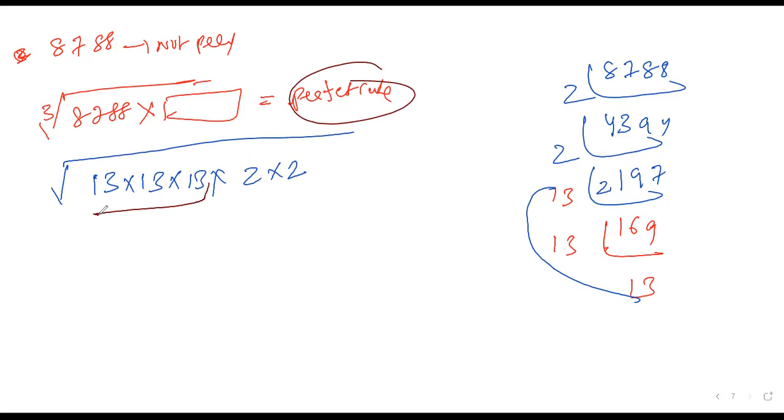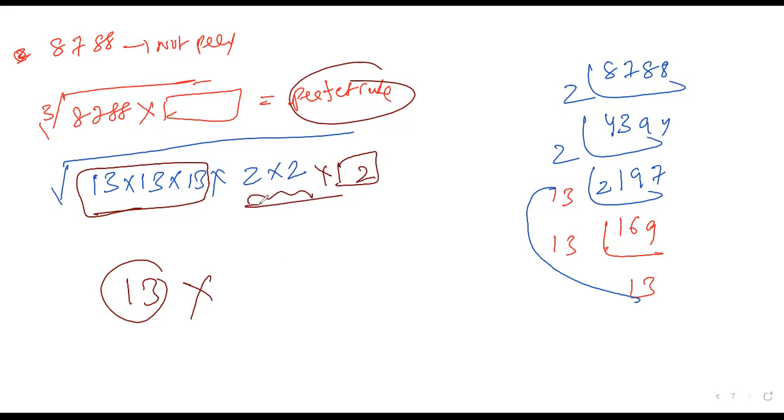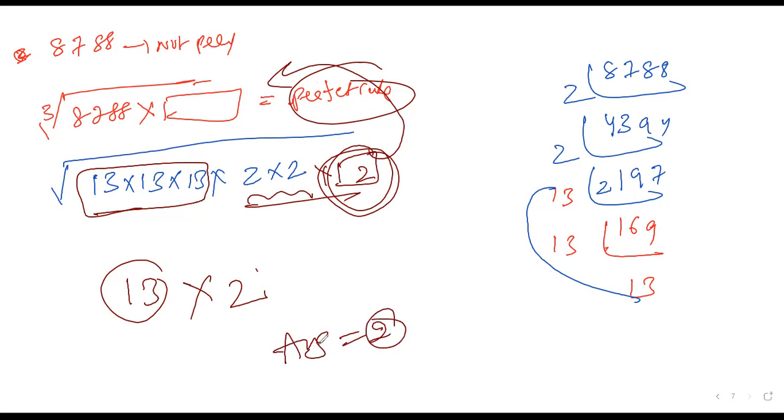Pairing should be there. Three pairing should come. So 13 should come out, but 2 into 2 is there, because one more extra 2 is required to make it a perfect cube. Then a 2 will come out. So what is the number we should multiply? We should multiply with a 2. The number becomes a perfect cube. The answer is, you multiply the two numbers, and the number becomes a perfect cube.